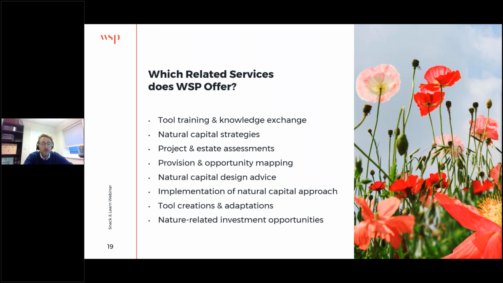We can help a company more strategically to more broadly implement the natural capital approach. And we can create tools and also adapt tools for the specific needs of a company, and help with the identification and exploration of nature-related markets and investment opportunities.